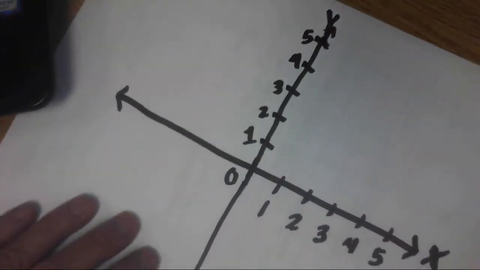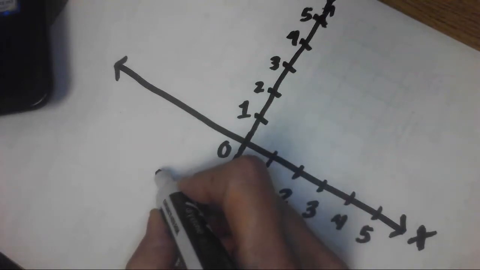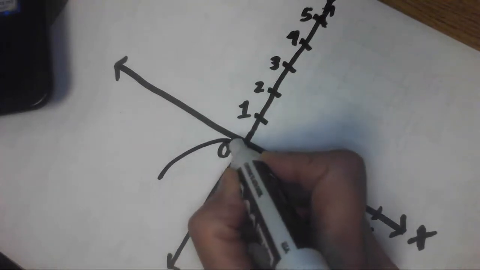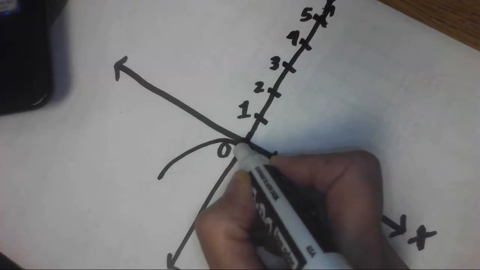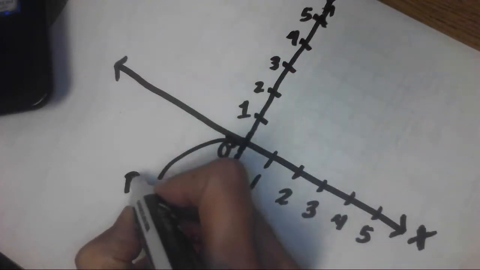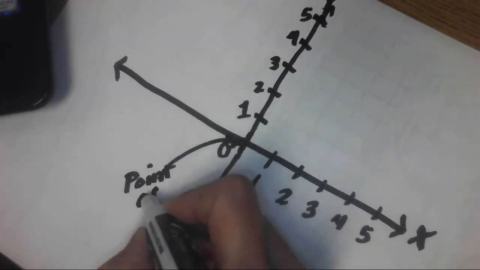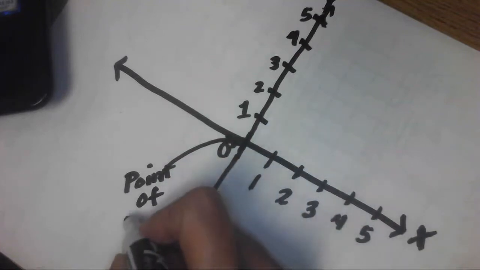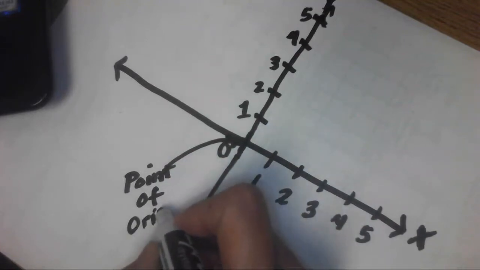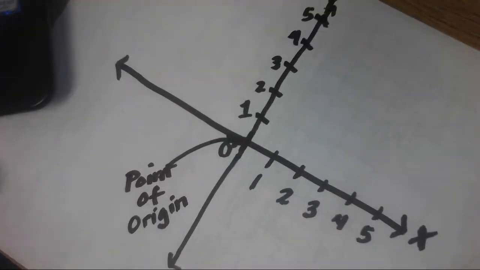Now our next step is to draw in the grid. Before we do that, I just wanted to note that this point right here where these lines intersect is called the point of origin. I'd like you to label that on your coordinate plane as well. Point of origin, because that is where our two lines cross.